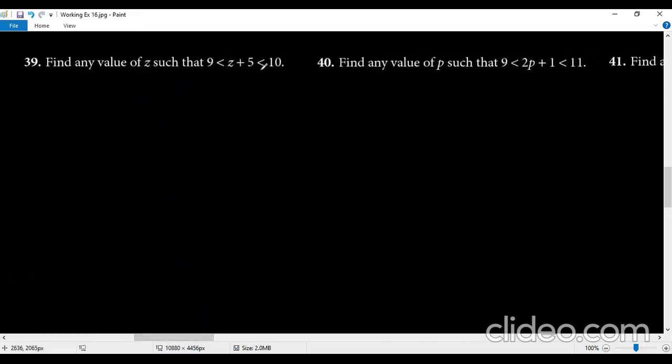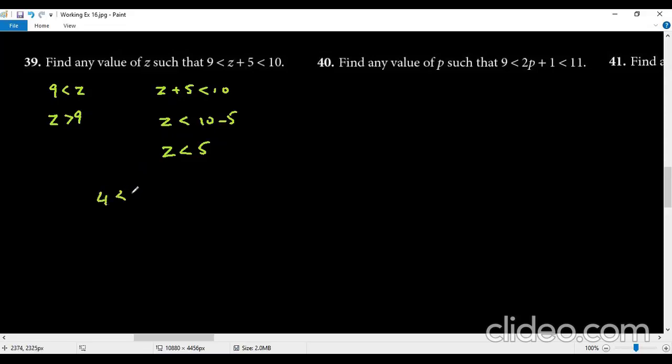When it comes to question number 39, find any value that can make this inequality true. 9 is less than z, or z should be greater than 9, and z plus 5 is less than 10. That means z is less than 10 minus 5, which is 5. Now we need to find a number which satisfies both.